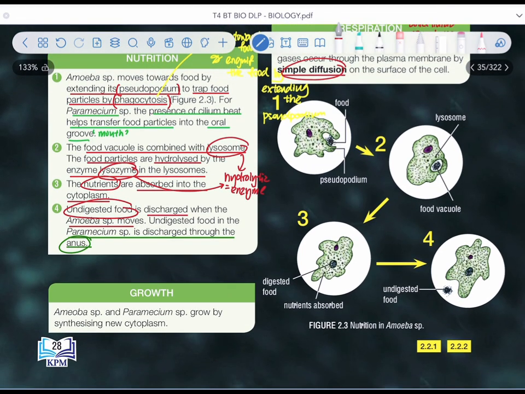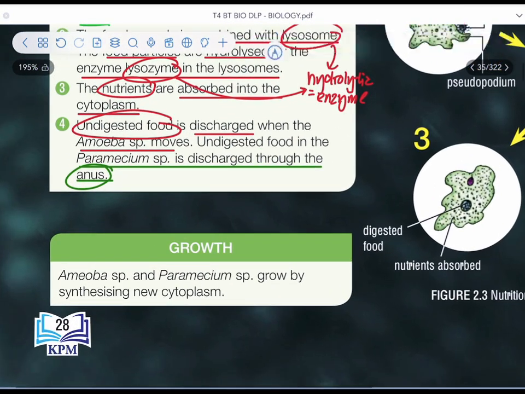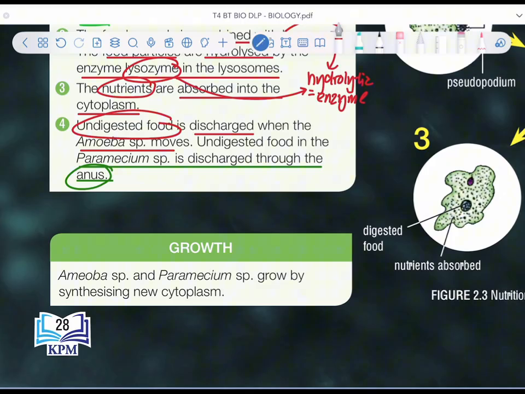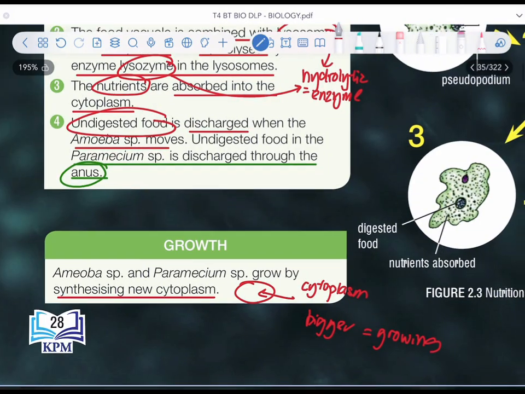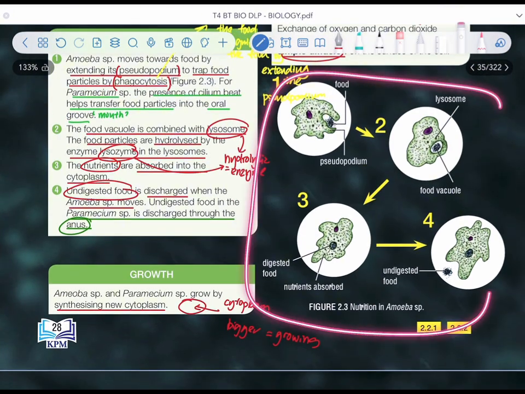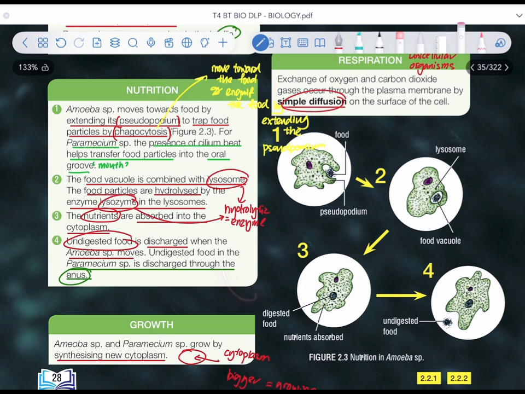And the fifth life process is growth. Amoeba species and Paramecium species grow by synthesizing new cytoplasm, because they are just one cell. The inside is the cytoplasm, so as long as they keep making the cytoplasm bigger and bigger, it means that they are growing. These are the pictures that describe the 4 steps of how the amoeba species and Paramecium species get nutrition.